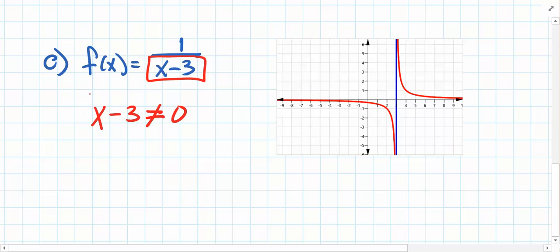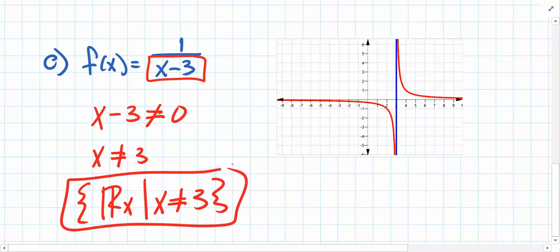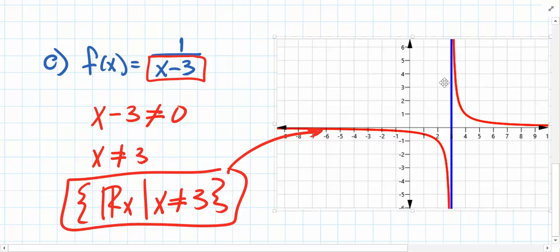And I would solve this equation for x. So if I added 3 to both sides, I would get x is not allowed to be the number 3. So the way that we would write the domain is this: all real numbers x such that x is not allowed to be the number 3. I want us to be able to connect that to the picture, because at the point where x is equal to 3, there's definitely a vertical asymptote, which means it fails the vertical line test out there. So we say the domain is all real numbers except for the number 3.